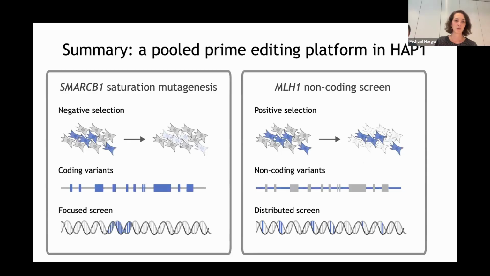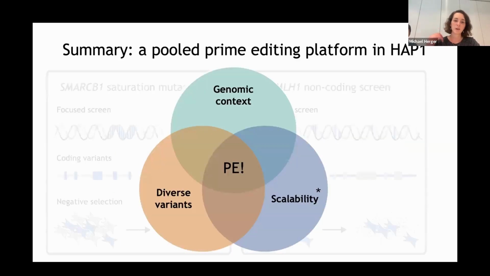So to summarize what we've shown you so far, we have built a new variant screening method based on prime editing that is highly flexible and allows us to perform various types of screens. We have shown you that we can perform negative selection as well as positive selection, that we can test the effects of coding and non-coding variants, and that screens can be confined to a focused region in the genome, but can also include variants that are distributed across larger genomic sequences. We think that pooled prime-editing screens fill an important niche within the greater framework of MAVE assays and overcome some of the limitations of other methods.